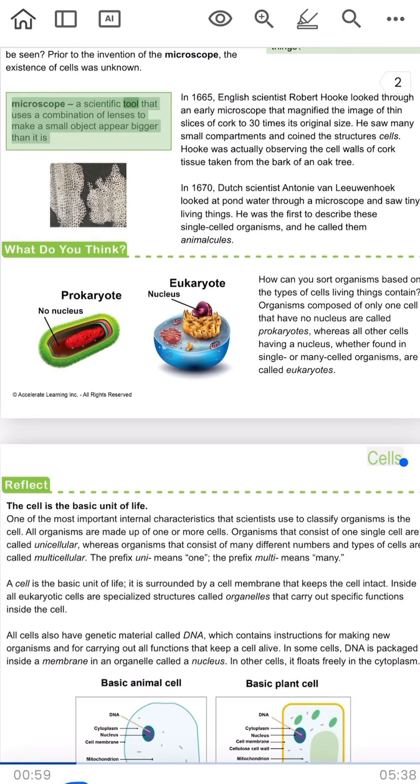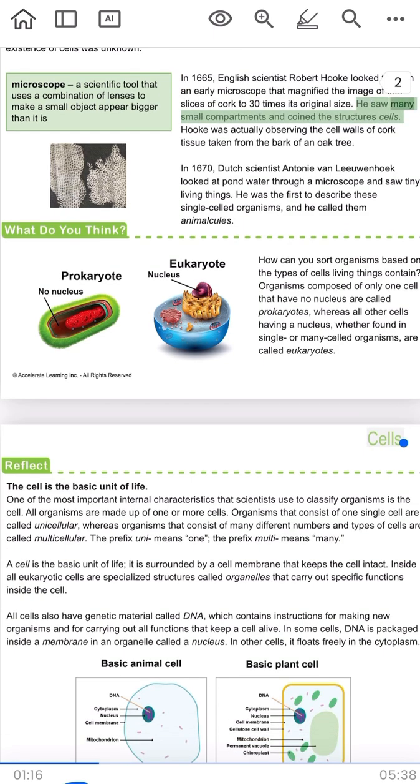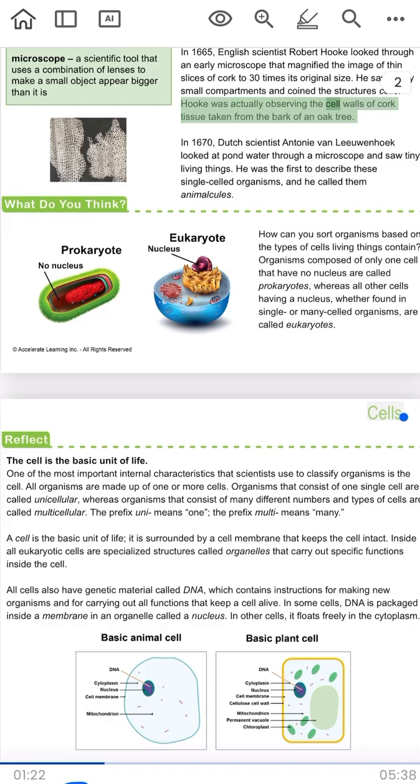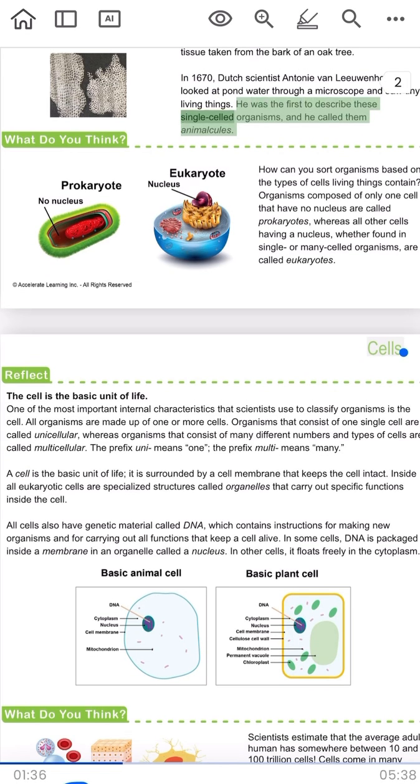Microscope: a scientific tool that uses a combination of lenses to make a small object appear bigger than it is. In 1665, English scientist Robert Hooke looked through an early microscope that magnified the image of thin slices of cork to 30 times its original size. He saw many small compartments and coined the term cells. Hooke was actually observing the cell walls of cork tissue taken from the bark of an oak tree. In 1670, Dutch scientist Antony van Leeuwenhoek looked at pond water through a microscope and saw tiny living things. He was the first to describe these single-celled organisms, and he called them animalcules.